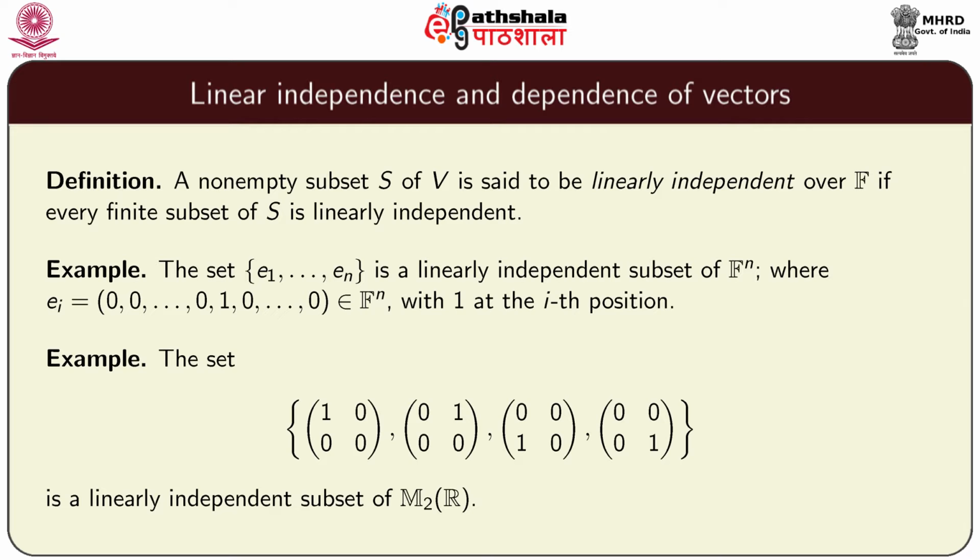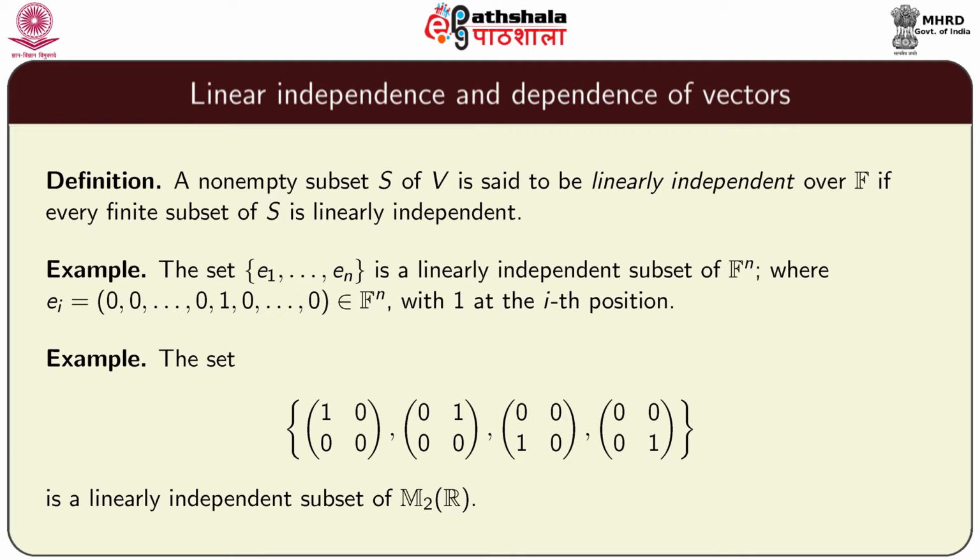The set E1, E2, ..., En is a linearly independent subset of F to the power n for any field F. And what are these E1, E2, ..., En? They are nothing but Ei is the vector where 1 occurs at the ith spot and 0 everywhere else.